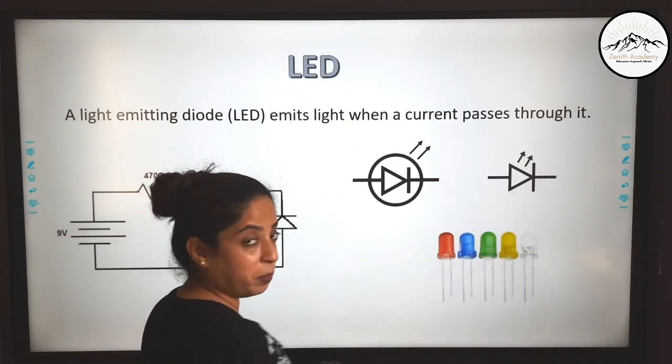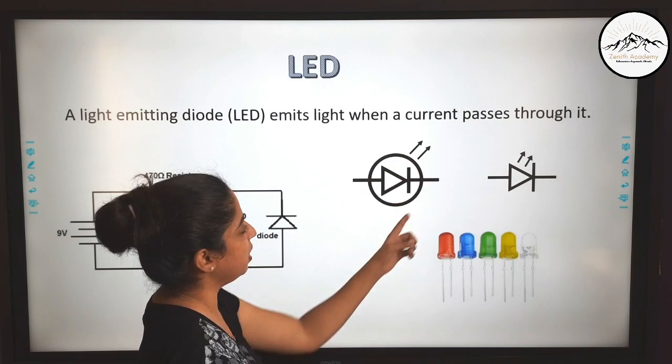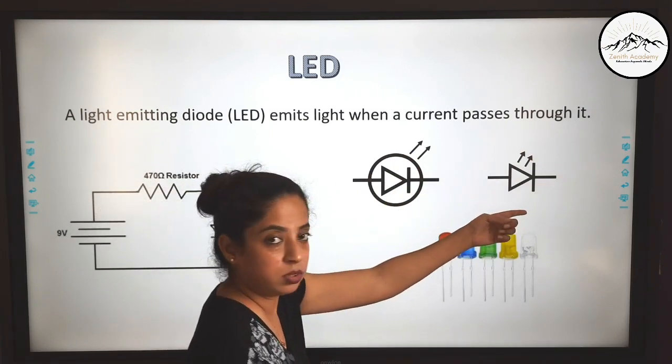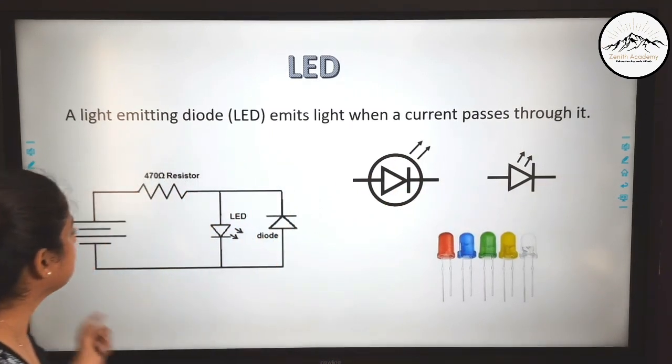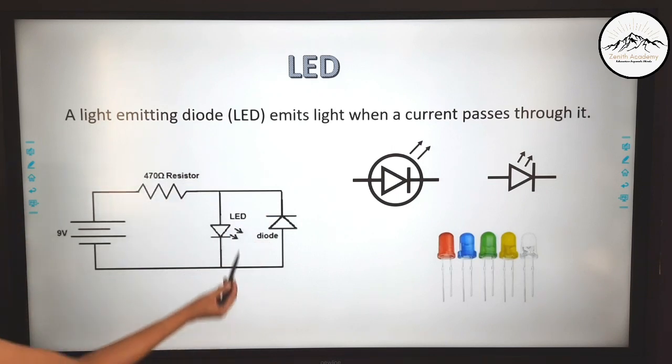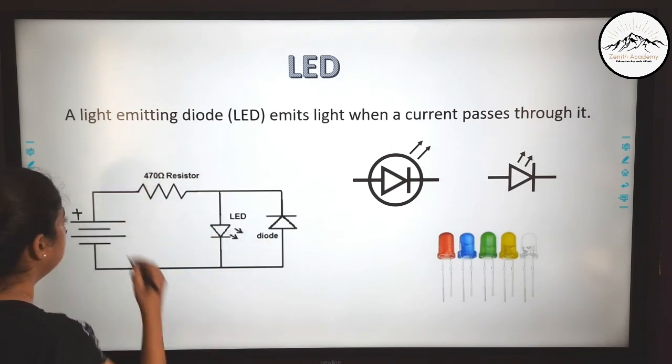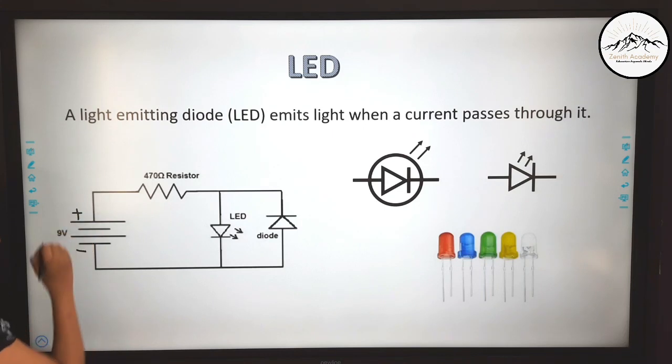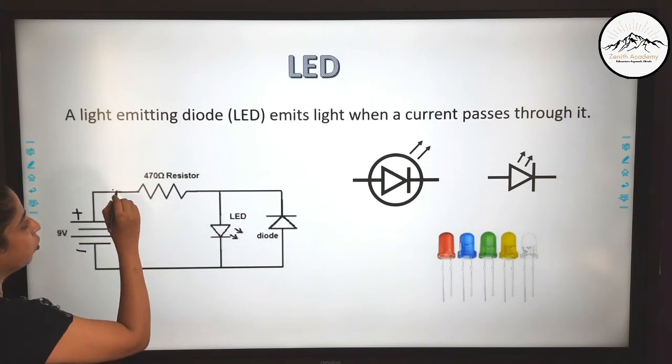These are the two symbols. You can make a circle or leave it. So both are correct symbols. So here I have used an LED in my circuit. So here you can see this is the battery, positive and negative. So the current will flow like this.